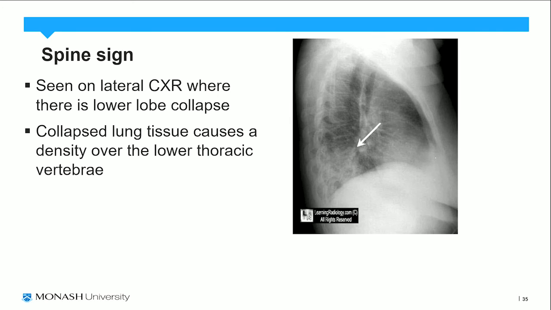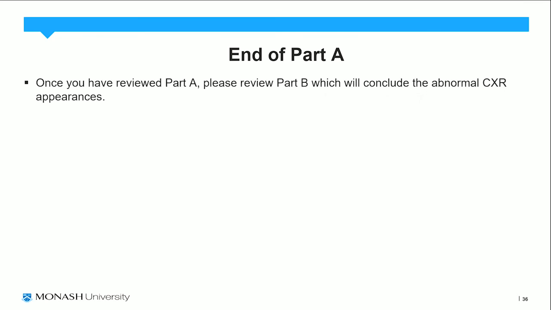The final of these signs is the spine sign, and this is seen in the lateral chest X-ray where the lower lobe has collapsed. So you have this density over the lung tissue, and this is over the lower thoracic vertebrae, and that is called the spine sign. So this is now the end of part 2. Once you have reviewed part A, please review part B, and that will then conclude the abnormal chest appearances.